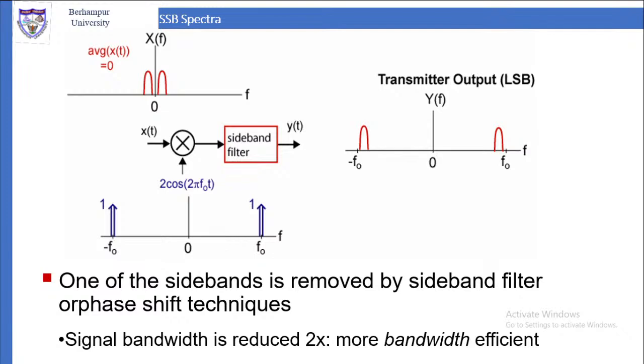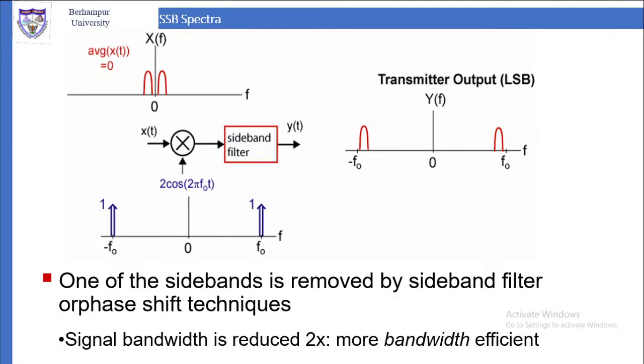Now let us look at the spectra of the SSB signal. The original signal, X(f), is the frequency domain representation of the baseband signal x(t). At the top you can see two red hats on both sides of 0. That is the original signal. It is multiplied by the carrier, 2 cos 2 pi f0 t. In the spectral domain, you get one spectrum at minus f0 and one at plus f0. Both are in the positive direction because cos(minus theta) equals cos theta. Whereas if you take sine instead of cos, then sine(minus theta) equals minus sine theta, so the negative one will be in the upper direction and the positive one, at f0, will be in the lower direction. That we have seen.